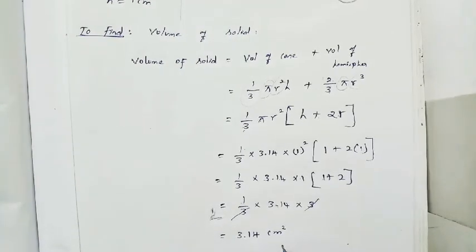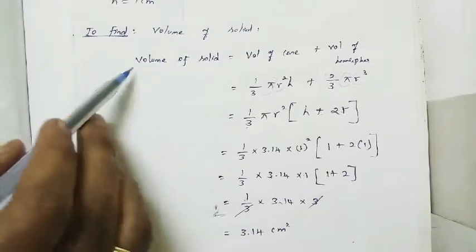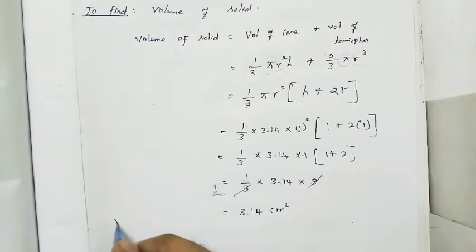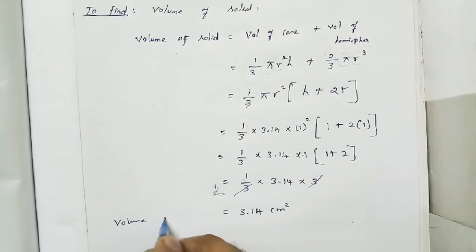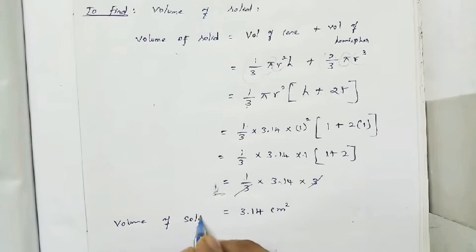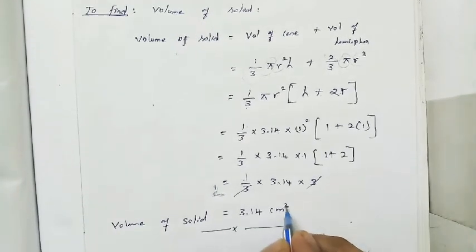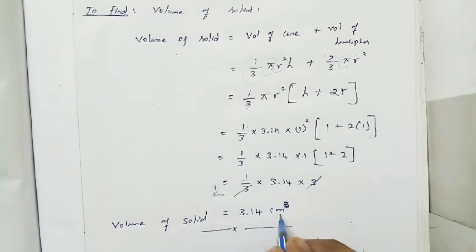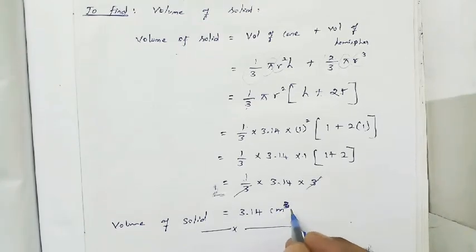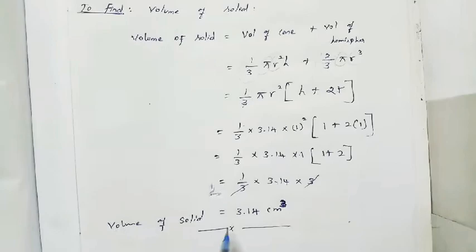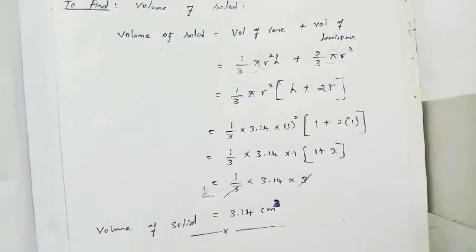Therefore, volume of solid is equal to 3.14 centimeter cube. See, surface area means the units will be in the form of squares, right? Volume means the unit will be in the form of cube, right? So centimeter cube, right? 3.14 centimeter cube.